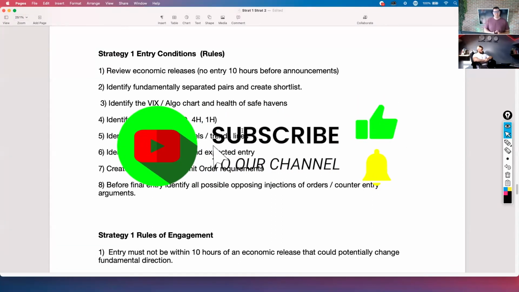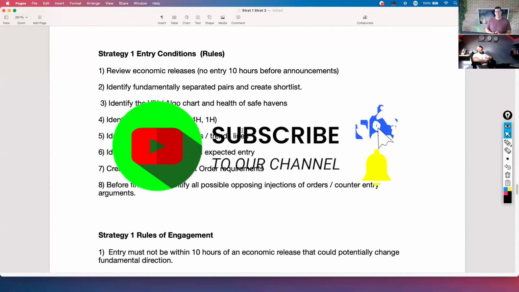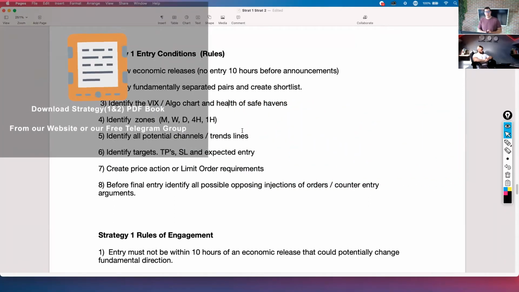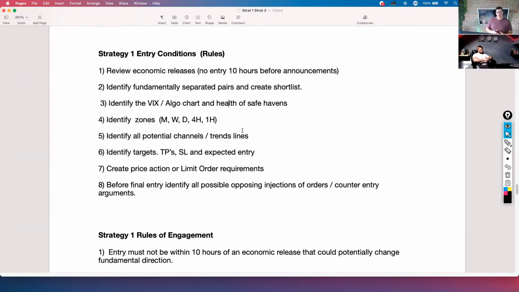Now, we're not going to place any new entries 10 hours before any significant release, okay, on a pair that would be affected by that release. If we are already in that pair and we have to manage that pair during the release, maybe that means moving SL to entry, okay? Maybe that means moving it slightly above entry.